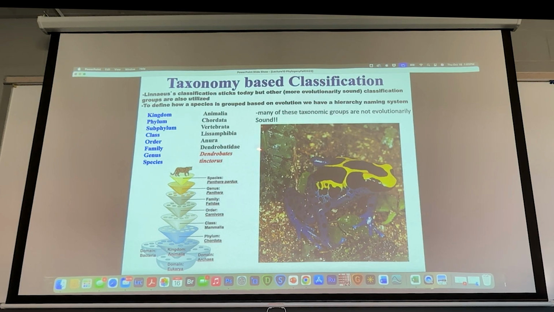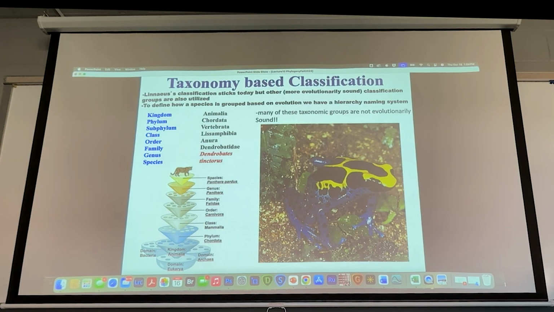But you can see the genus and species name of this little guy here is Dendrobates tinctorus. Tinctorus means painted one or painted back. So you can see they're very colorful. They come in yellows, greens, oranges, blues. You think of a color, you can find it in a dart frog. These guys have lots of coloration that suggests they're toxic. These guys live on the forest floor in jungles.